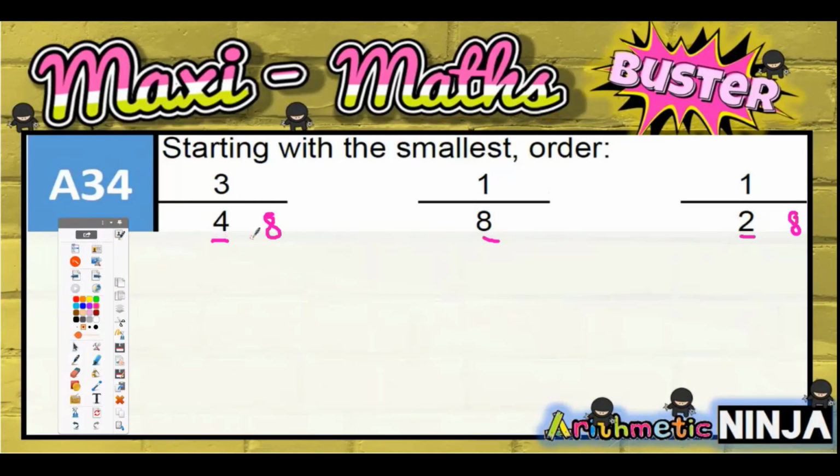So to get from 4 to 8, you double it. So if you're doubling the bottom number, you double the top number. Double 3 is 6, so that becomes 6 eighths. Cross out the original fraction because you don't need it anymore.